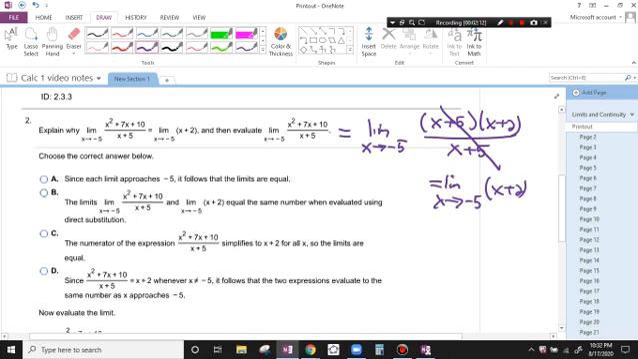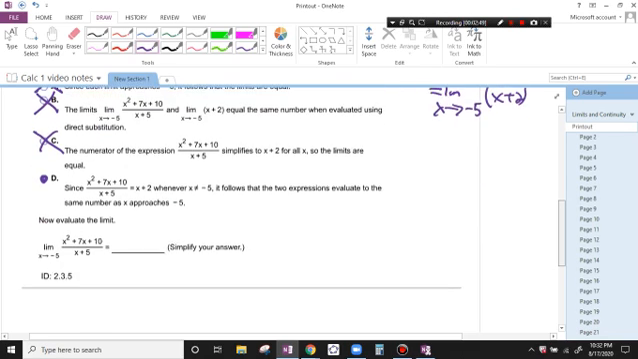So this is the limit as x tends to -5 of x plus 2. Let's see what the answer choices say. Since each limit approaches -5, it follows the limits are equal. No. The limit of x squared plus 7x plus 10 over x plus 5 and the limit as x goes to -5 of x plus 2 equal the same number when evaluating using direct substitution. I did not plug the -5 directly in. The numerator of the expression simplifies to x plus 2 for all x. No, that's not true for all x. I can't cancel this for every x, but I can cancel it when x is not -5. The answer is D.